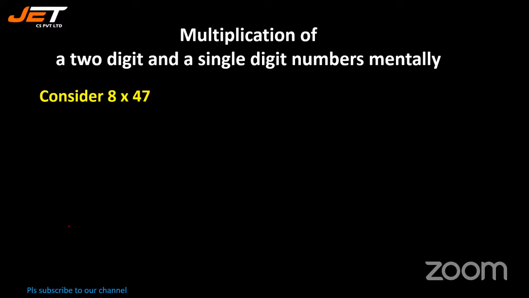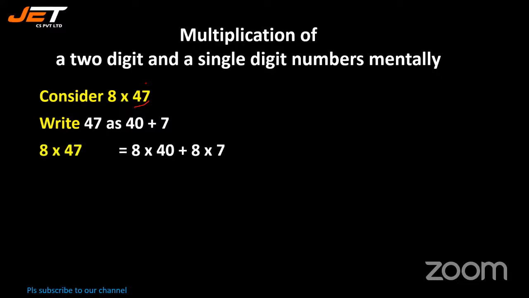Over here, 47 times 8 or 8 times 47, both of them will give you the same answer. 47 can be broken down into 40 plus 7, right? So first we will do 8 times 40, then we will do 8 times 7. 8 times 4 is 32, so 320 will be the answer because there is one zero. Then 8 times 7 is 56. So 320 plus 56 is 376.